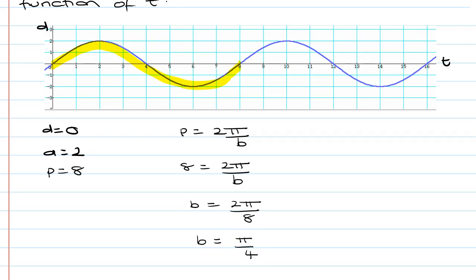We have all the things we need now, so we can say that d of t, so d is a function of t, you can just write d equals if you like, equals 2 sine pi t upon 4. And that's our function.